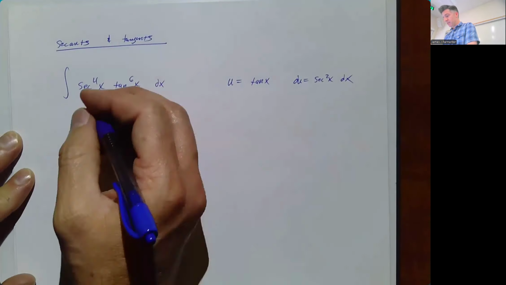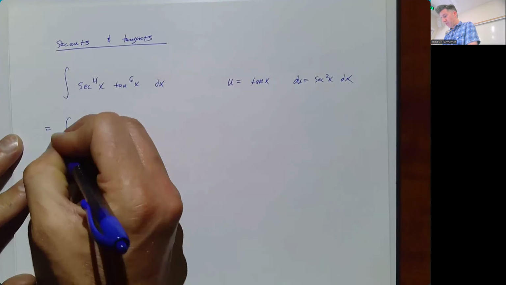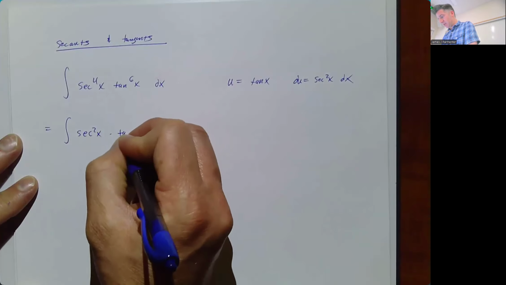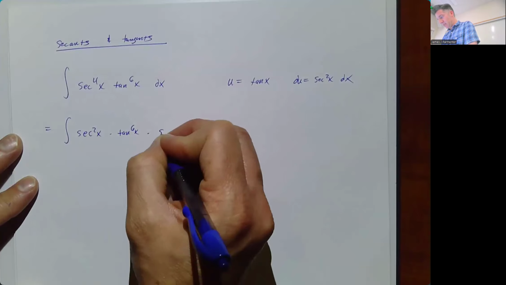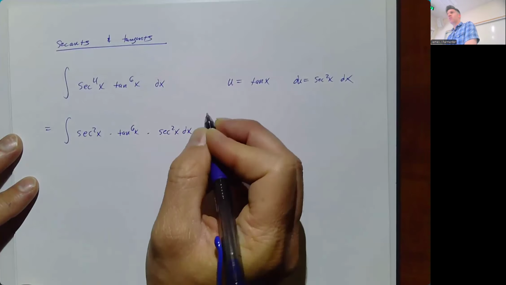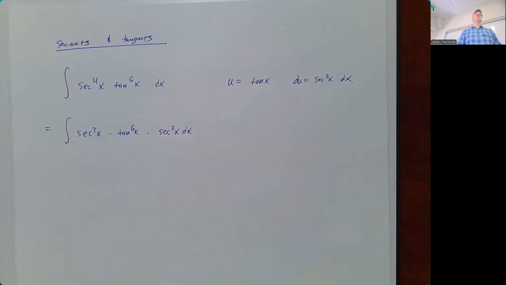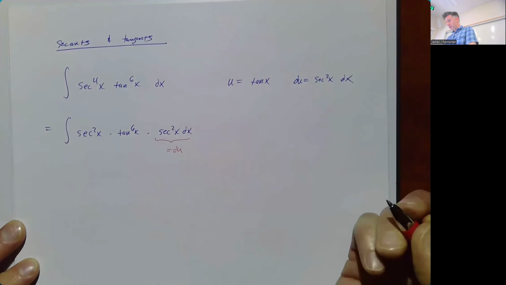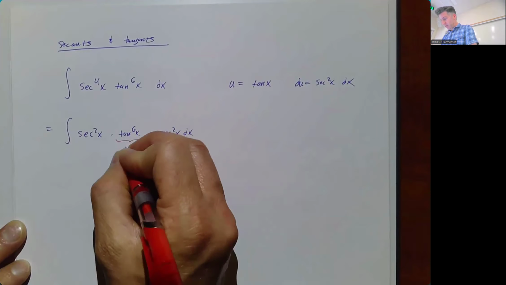So if I rewrite this, I'm going to break off the du part. So I'm going to write this as secant squared x times tangent to the sixth x times secant squared x dx. You are not required to do it. I mean, you're not required to do anything the way I do it, right? You know this, right? You don't have to do it the way I'm doing it. I'm just trying to show you the way I think is the nicest way. But if you have a way that works better for you, do what works for you. There's my du, lovely. Tangent to the sixth is going to be u to the sixth.